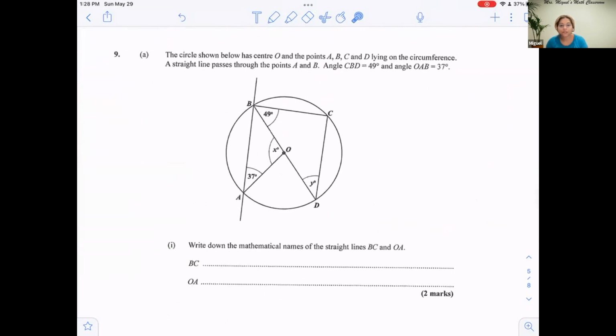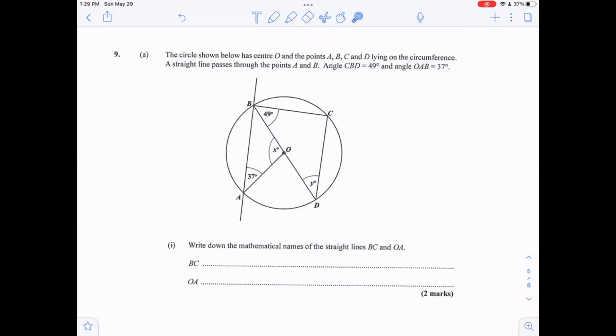The circle shown has a center O. A, B, and C lie on the circumference. The straight line passes through A and B, right? The angle at B is 49, the angle at O is 37. Can you all spot the diameter? And if so, what is the diameter? The diameter is which length? Is it AB, BC, BD, OA? What is the diameter?